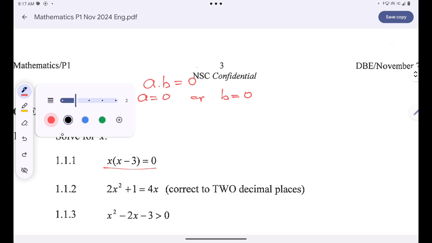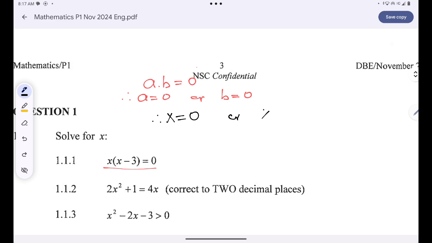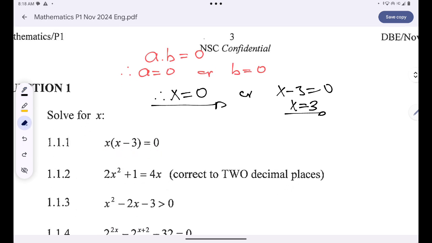I'll therefore say either x is equal to 0 or x minus 3 is equal to 0. Over here, guys, x is already isolated. Remember that whenever you are asked to solve for x, they are just telling you to isolate x. Then I just need to isolate x on the other side. I'll take the negative 3 to the right hand side and end up with x is equal to a positive 3. So these are my two solutions now: x is equal to 0 or x is equal to a positive 3.